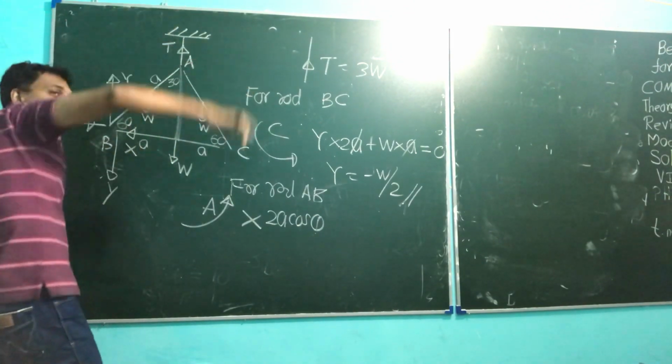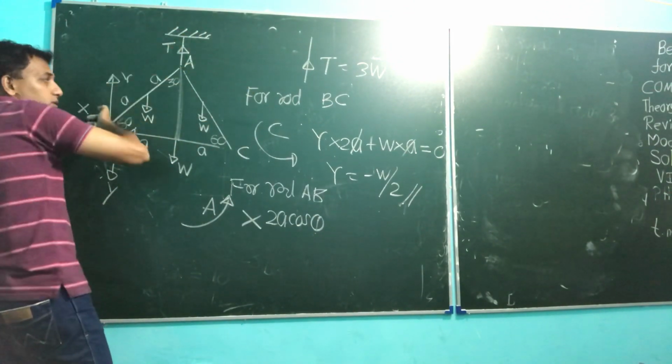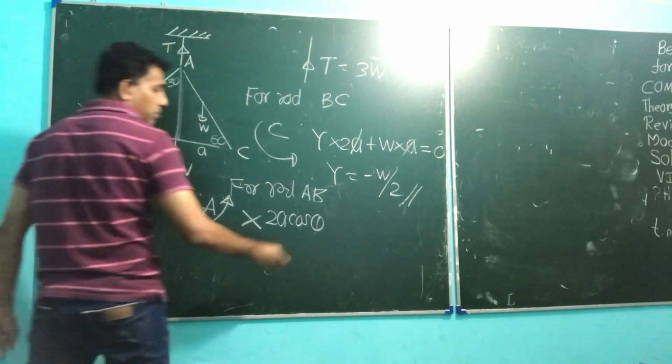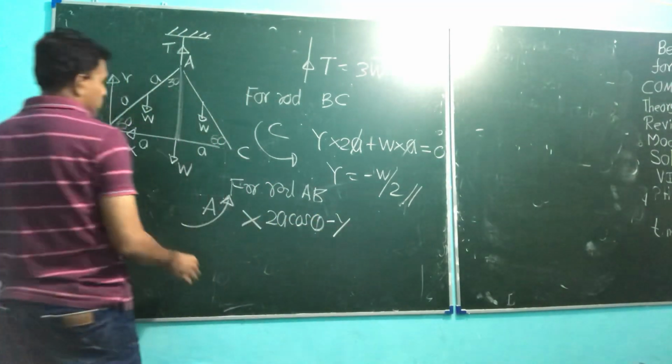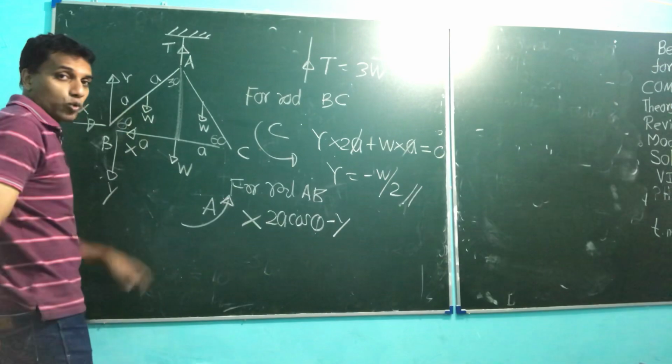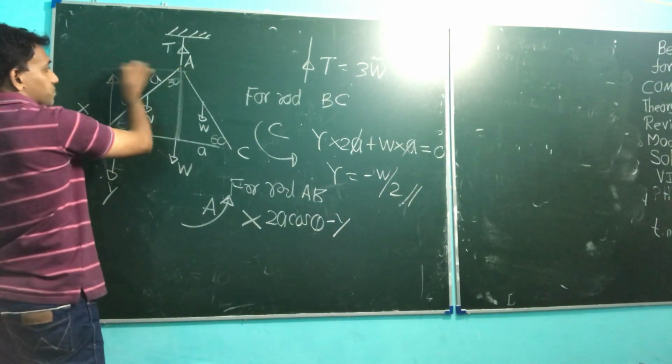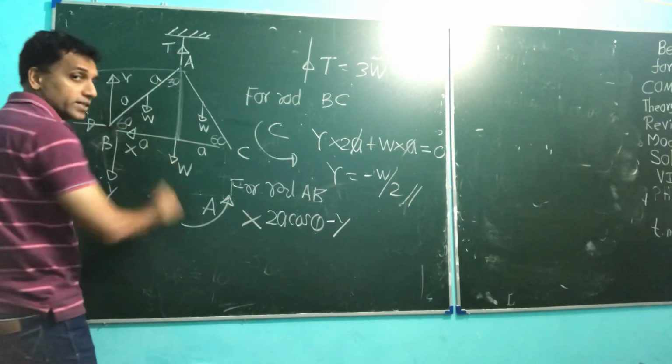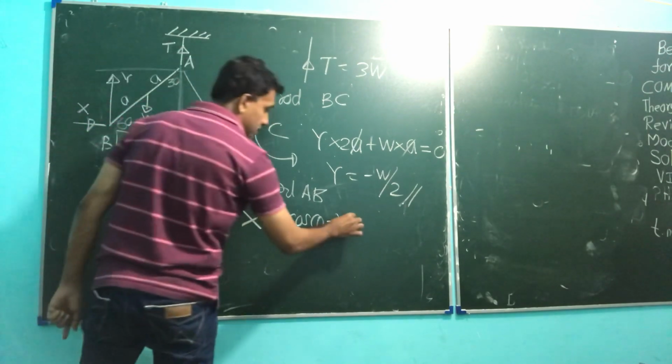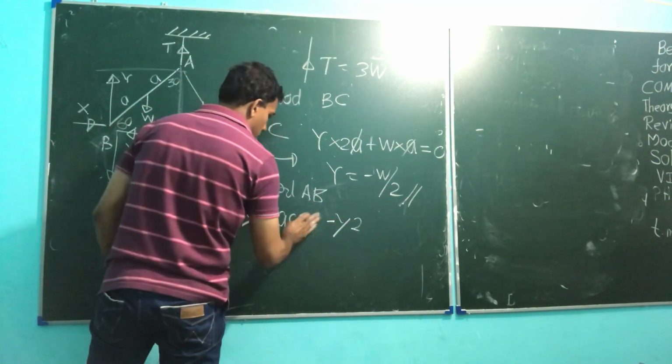Y is the other side. Okay, let's go to this side. Y comes opposite, minus y. This is 2-way cos, the other one 2-way sine, right? The 2-way cos theta, 2-way sin theta. Here theta means 30, so 2-way sin 30.